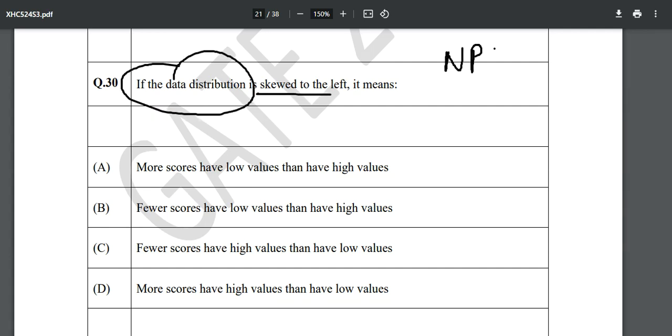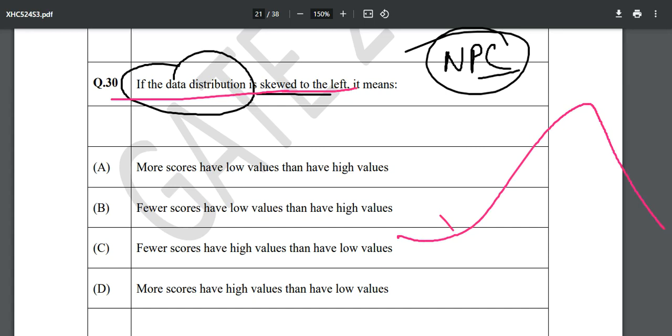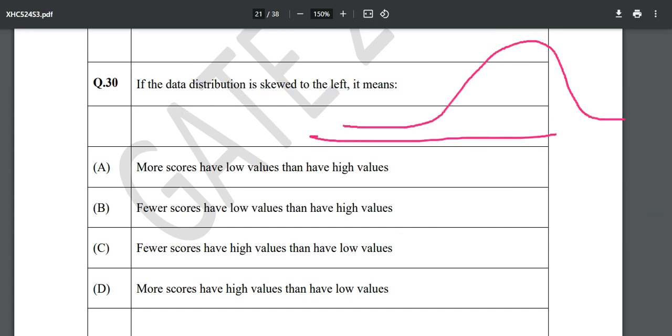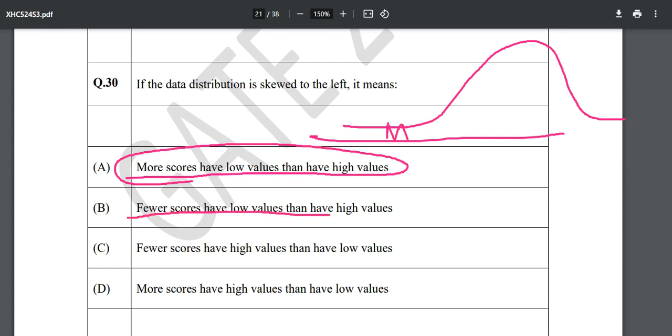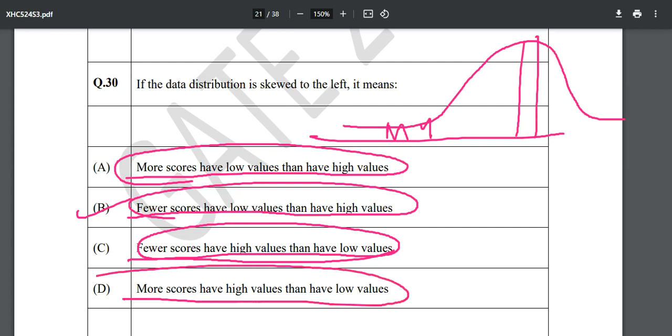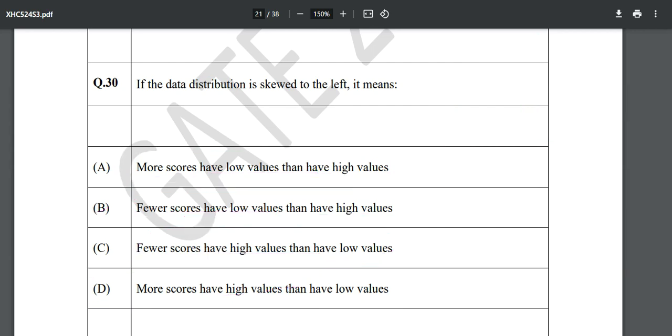So if you would have read NCERT properly, it would not have been that difficult. If the data distribution is skewed to the left means this, then what will be the suitable answer over here? This will be: more scores have low values than high values. Fewer scores have low values than have high values. Yes. Fewer scores have high values than have low values. No, there are more high values.